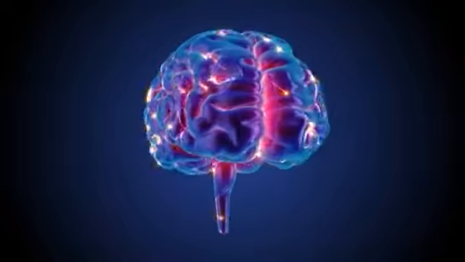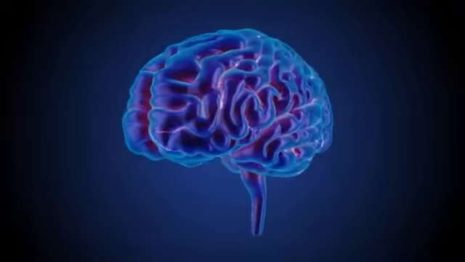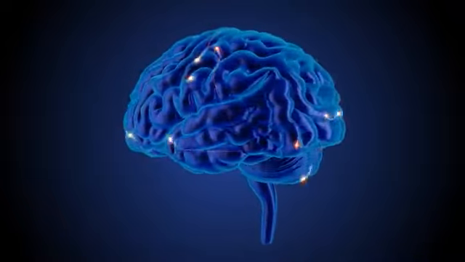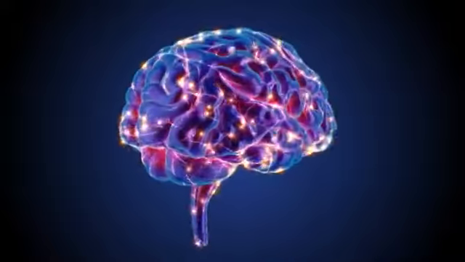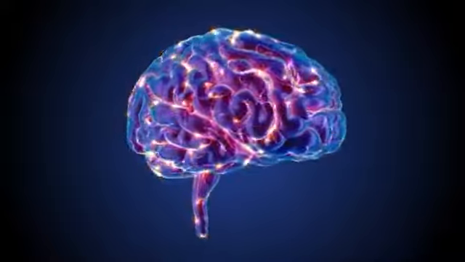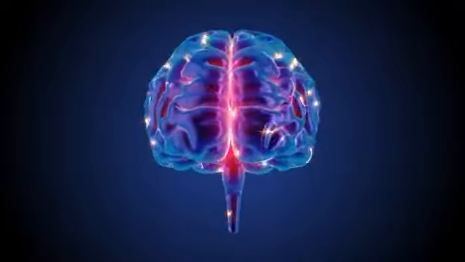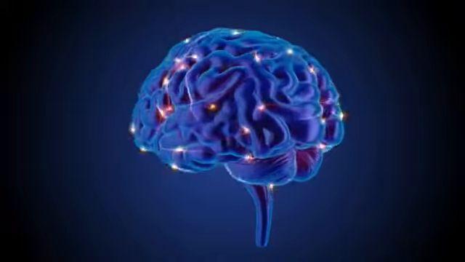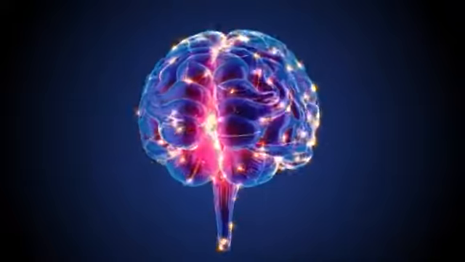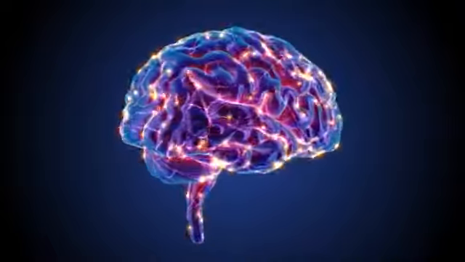The cerebellum is located beneath the cerebrum and is responsible for coordinating movement and balance. The brainstem is located between the cerebrum and the spinal cord and is responsible for controlling many of the body's automatic functions, such as heart rate, breathing, and digestion. It is also involved in the control of sleep, wakefulness, and consciousness.